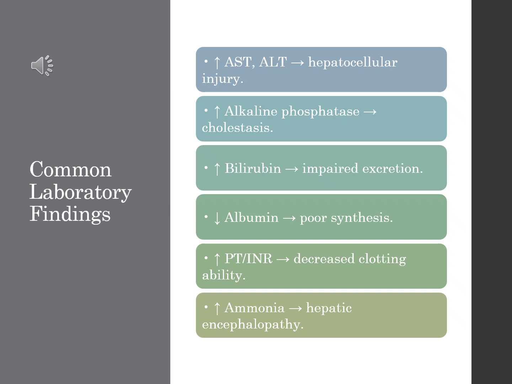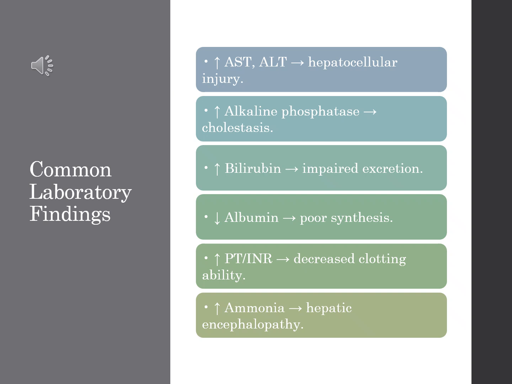Then we have our bilirubin level. So we talked about that. Bilirubin is the breakdown of red blood cells. So if we have a high level of bilirubin, this usually is a correlation with our clinical findings like jaundice, dark urine, clay-colored stools, and pruritus, that itching of the abdomen.